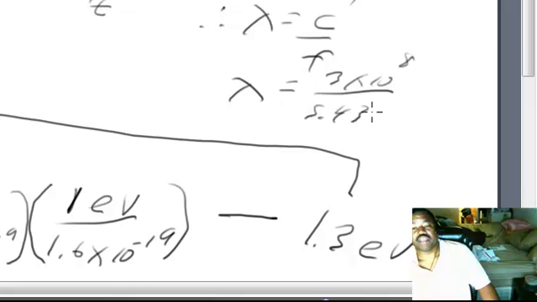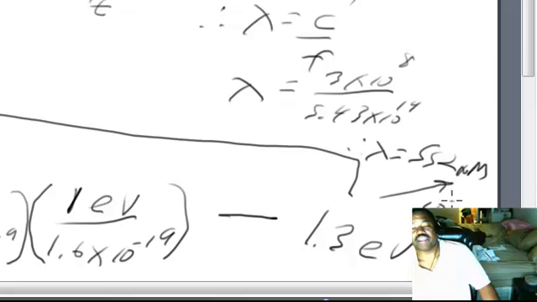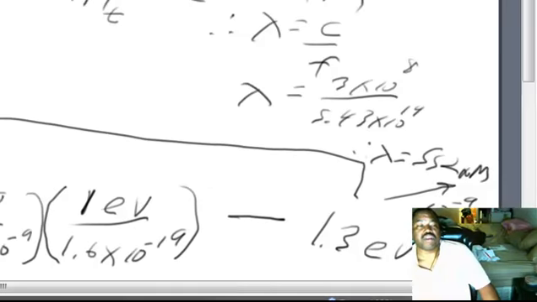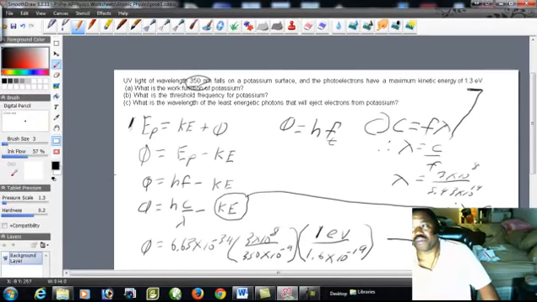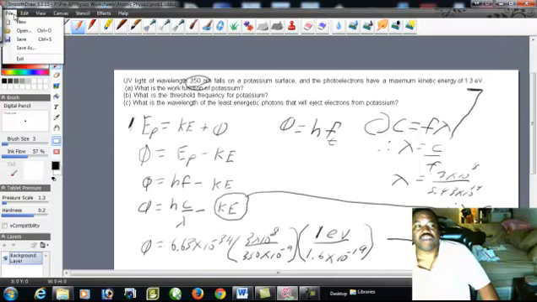5.43 times 10 to the 14th. Therefore, my lambda turns out to be 552 nanometers. Recall, nano is 10 to the minus 9th. Problem number 1, atomic physics, photoelectric effect. Let's go ahead and save this. File, save.